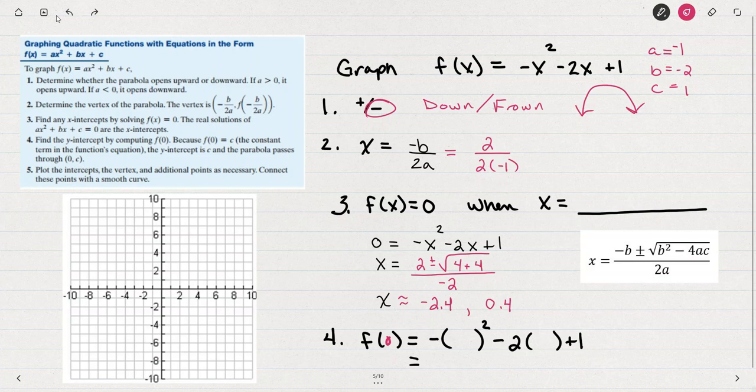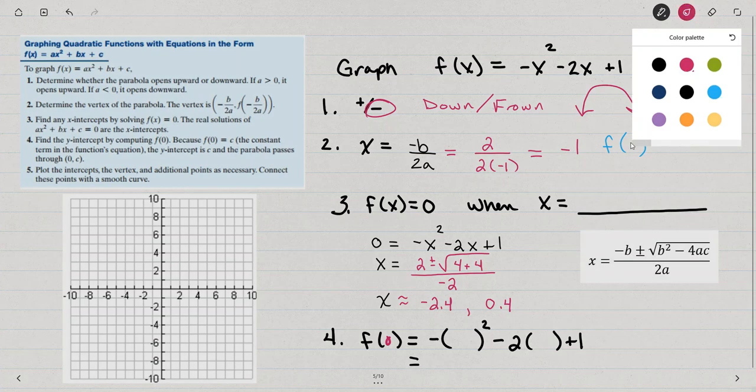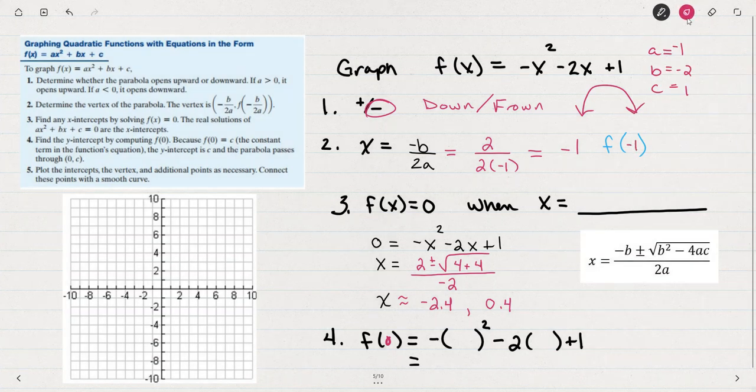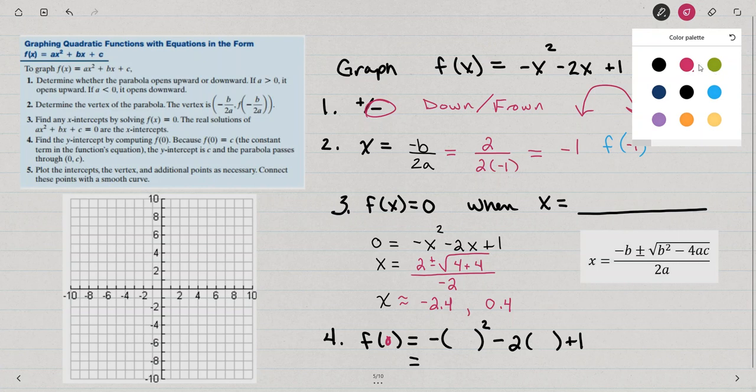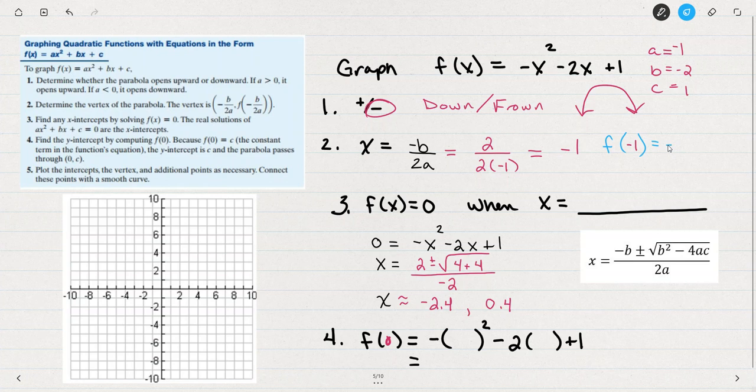and 2 times -1, I'd get -1, and once I have that x, I can find the y component, right? So I could find f of -1 equals the opposite of -1 squared minus 2 times -1 plus 1. So I'm going to go into the function here and just replace every x with a -1.